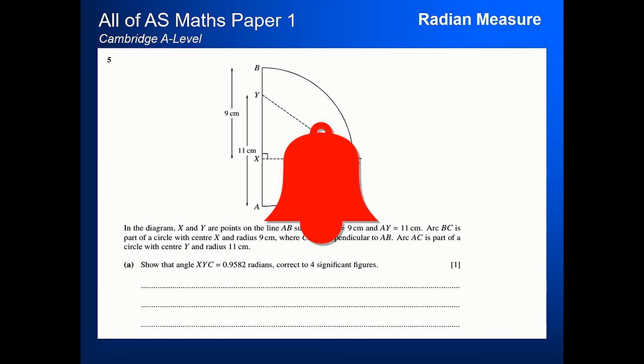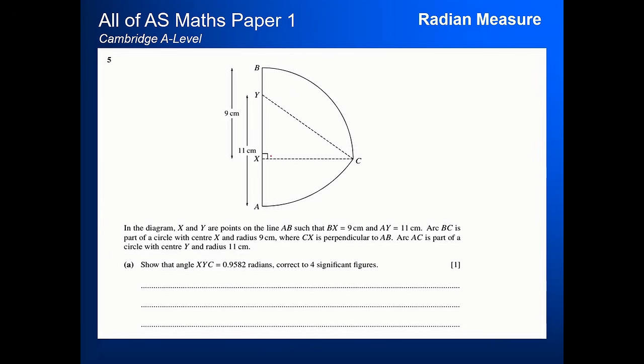Right, question 5. In the diagram here, X and Y are points on the line AB, such that BX, this length here, is equal to 9, and then we've got AY equaling 11. Arc BC is part of a circle with centre X, so this is our centre of the circle, and radius 9 centimeters, where CX is perpendicular to AB, so a right angle here. Then arc AC is part of a circle with centre Y, over here, and radius 11 centimeters.